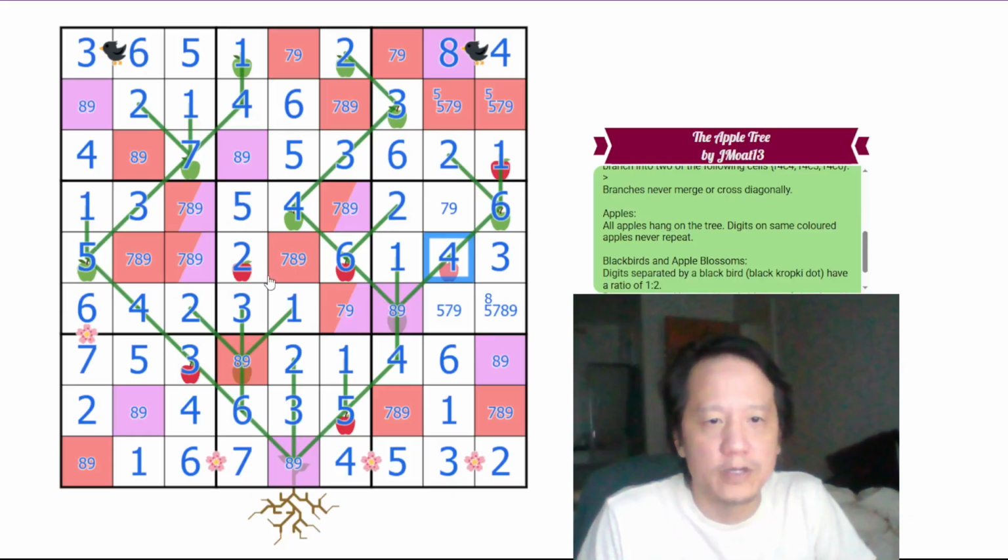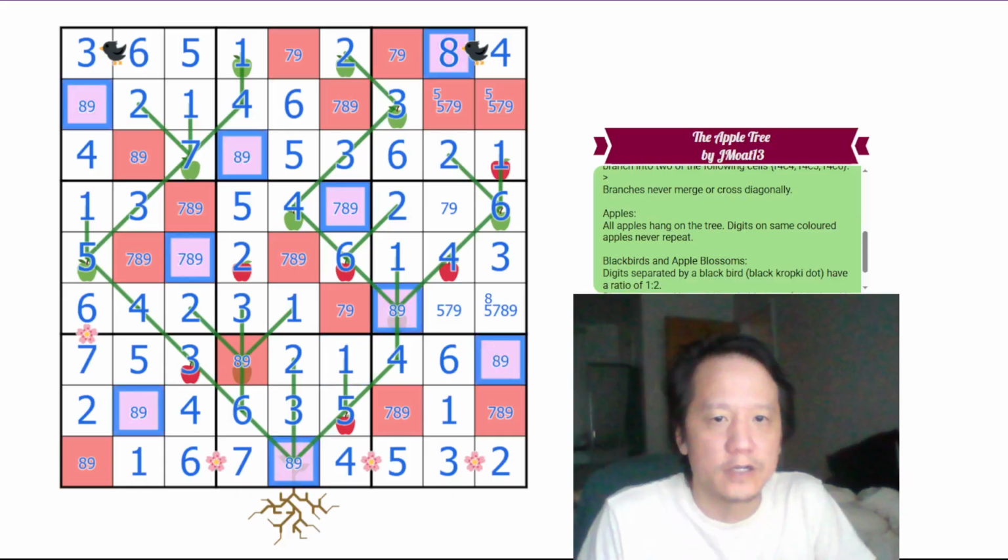So all the pinks are 8. This is pink, which means this can't be pink. That means this has to be pink, which means this can't be pink, so this is the pink here. So all the pinks are 8s. All the reds are 9s.